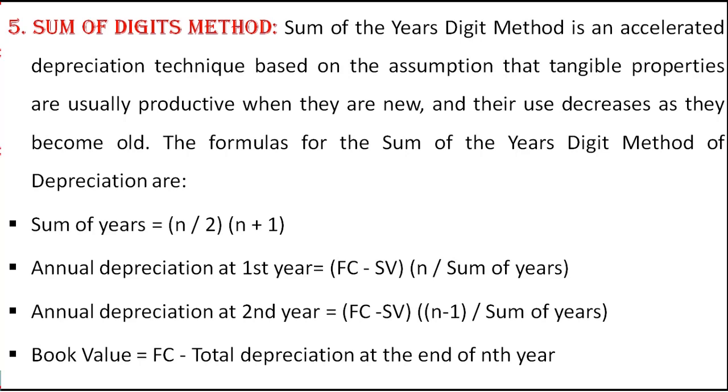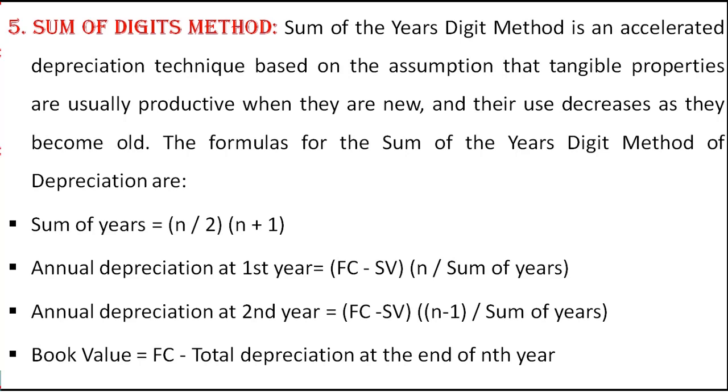FC minus SV into n divided by sum of the years. Annual depreciation for the second year is FC minus SV into n minus 1 divided by sum of the years. Book value, how are you going to get book value here? FC minus total depreciation at the end of nth year.